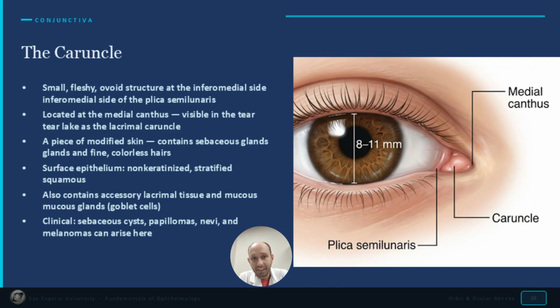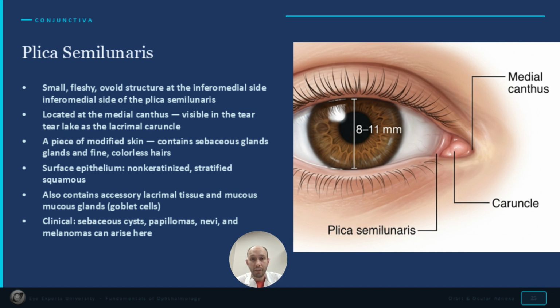The caruncle isn't very exciting. It's just a small fleshy piece of modified skin tissue in the medial corner. It's got some hair on it, and periodically it can get some cysts, nevi, and even a melanoma can arise over there. The plica semilunaris would be cool if we had it. It's the third eyelid. It's a vestigial organ.